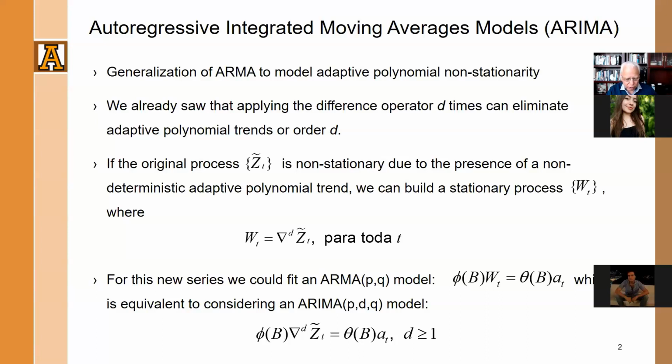This is standard notation. We'll use p for the autoregressive order, d for the number of differences, and q for the moving average order. We call that an autoregressive integrated moving average model, and we denote it by ARIMA with orders p, d, q. That's the standard order in which we specify the order of the autoregressive polynomial, the number of differences, and the order of the moving average polynomial.